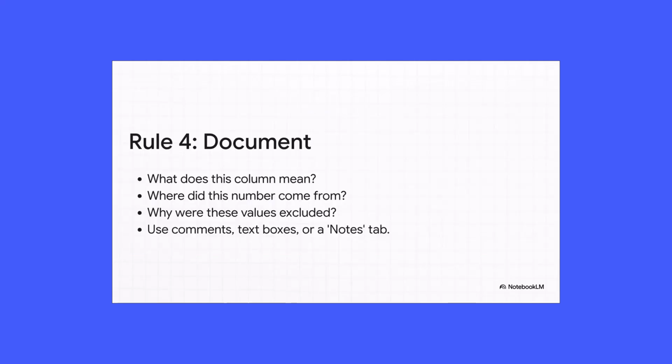And last but not least, rule number 4. Document your assumptions. Seriously, leave breadcrumbs for yourself and for others. What does that column header actually mean? Where did you get that market growth number from? Why did you filter out those specific values? Use cell comments, stick a text box in there, or even have a whole separate notes tab. Your goal should be that someone can pick up your work 6 months from now and understand exactly what you were thinking without having to track you down.